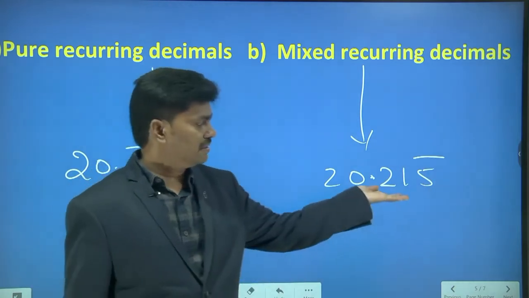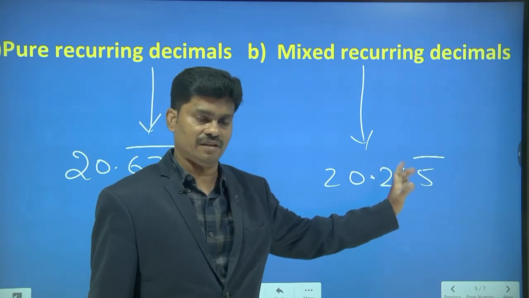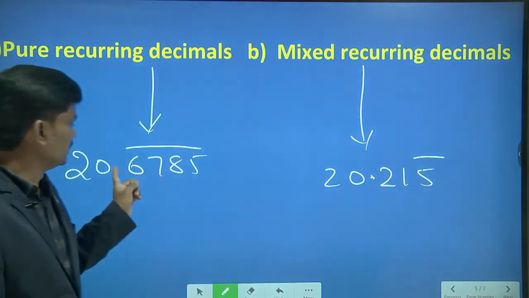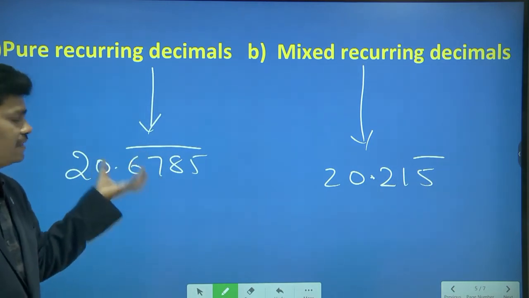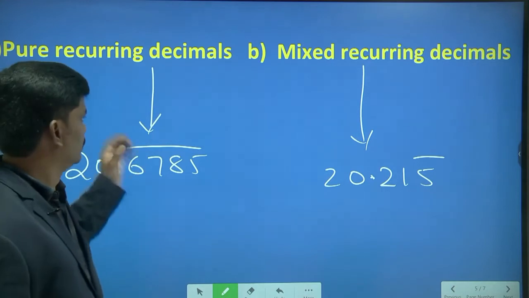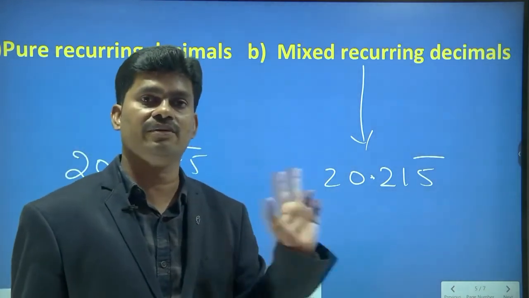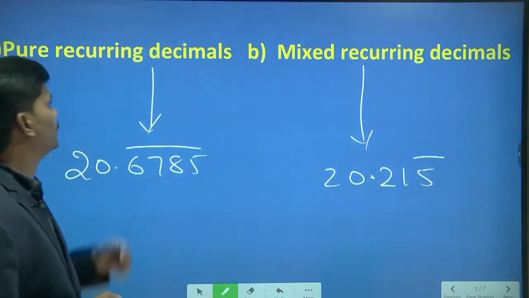Right? Here there is a 21. Here 21 is not repeating. After 21, after two digits, we are getting the repetition of 5. Here immediately after the decimal, we have the repetition. We have the recurring. So we got the clarification now. So non-terminating recurring decimals can be classified again into two types. One is mixed and one is pure.